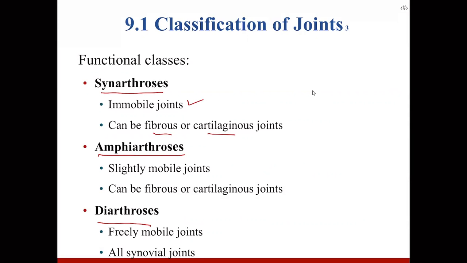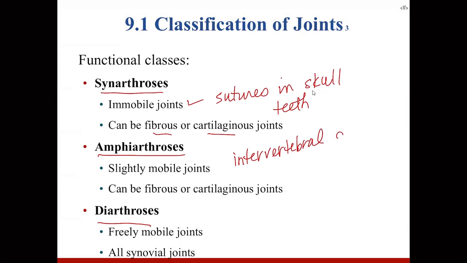Okay, so these don't move much. So these would be like the sutures in your skull, your teeth, right, in the bone. Amphiarthrosis would be things like the intervertebral discs, and then diarthrosis are things like your knees, your shoulders. So slightly movable, or they don't move a lot. Okay, so the pubic symphysis.